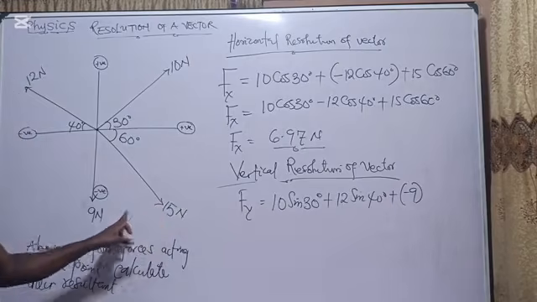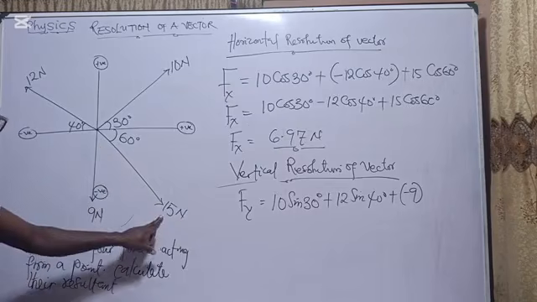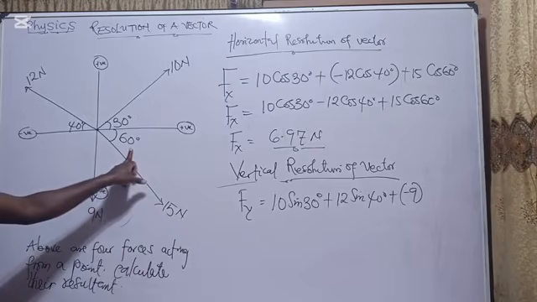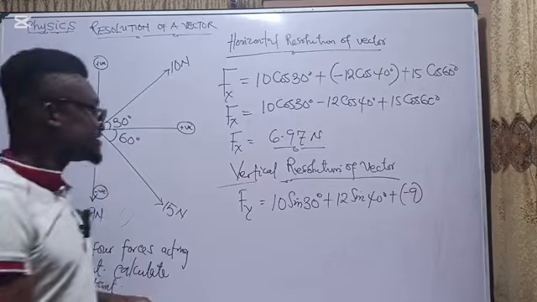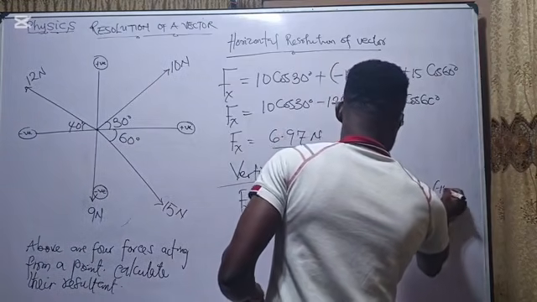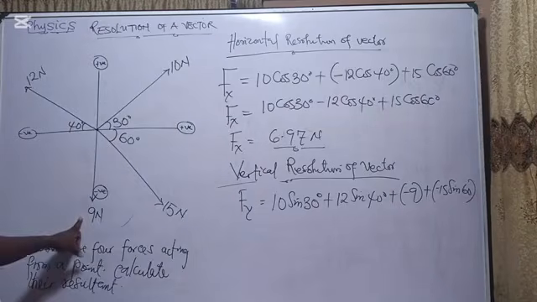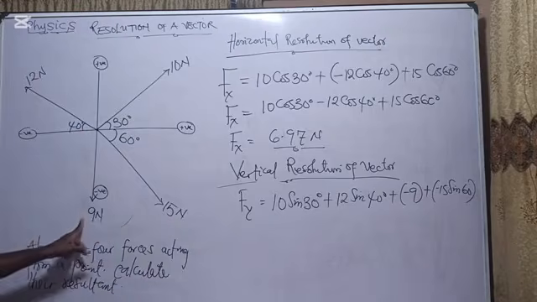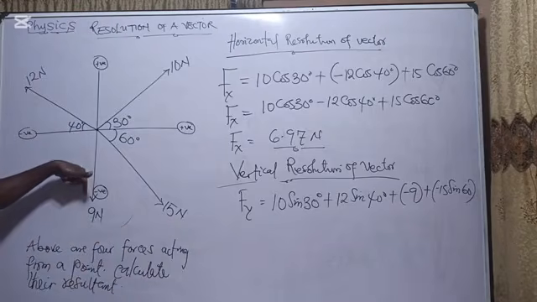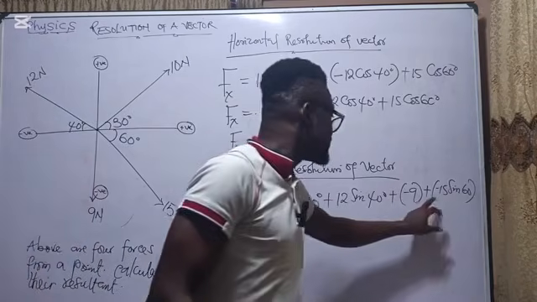Then 15 Newton, we resolve it to the vertical. There is no angle in between, hence we employ sine. So 15 sine, adjacent angle there is 60. 15 sine 60. So plus minus 15 sine 60. It is minus because the direction is negative. We resolve 15 and the 9 at the negative part of the y-axis. That's why we have a negative value to both of them.